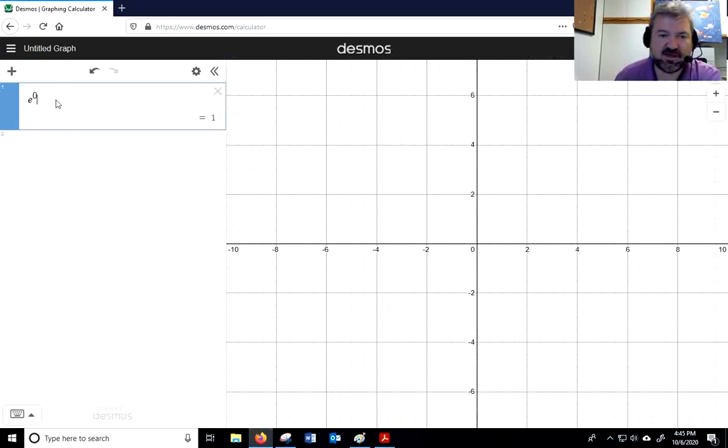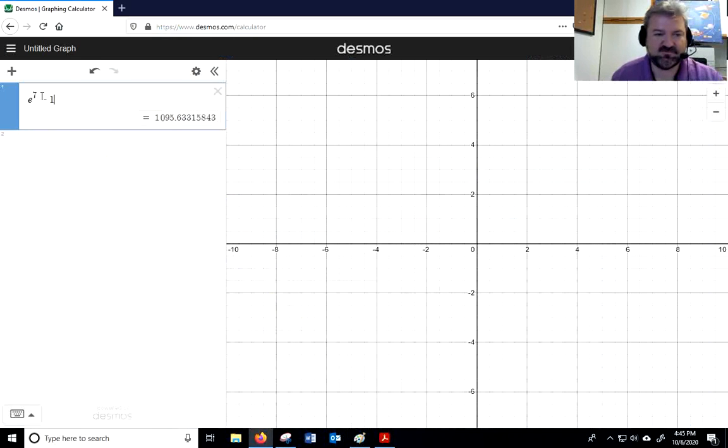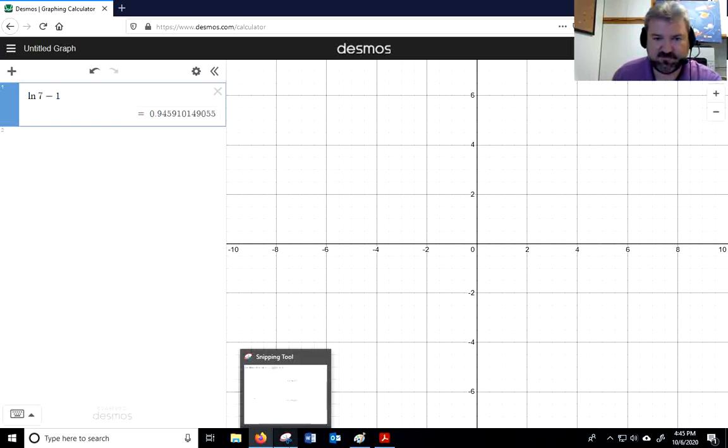But we can actually go ahead and do that right quick. What did we say it was? Natural log of 7 minus 1. I'm sorry, natural log of 7. Big difference there. So 0.946.